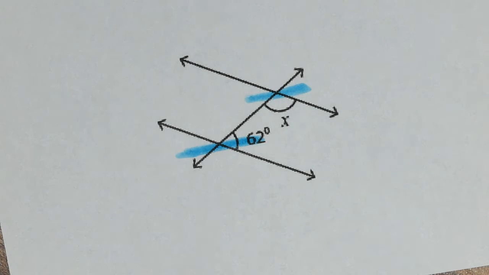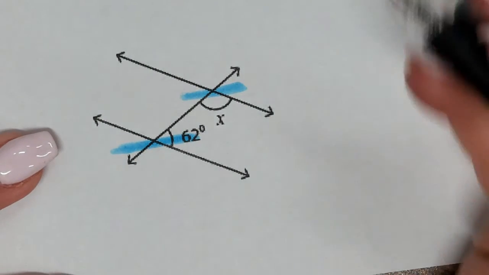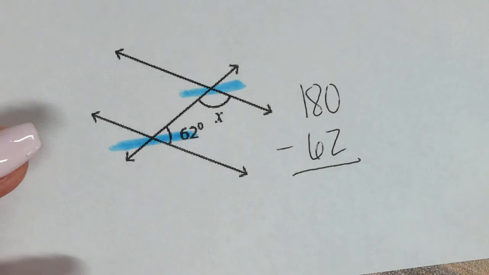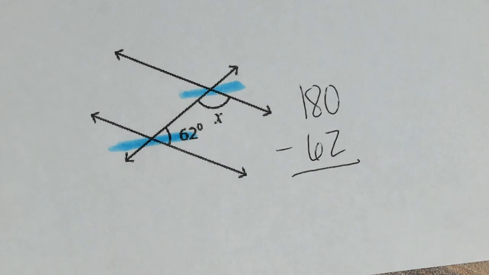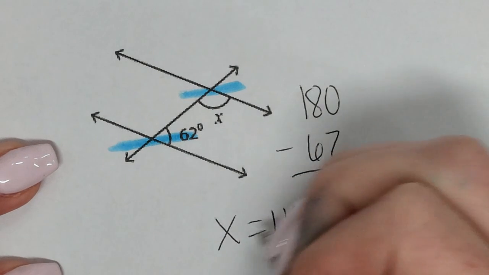I highlighted my acute angles blue. Is x highlighted blue like 62? So will x equal 62? No. How will I figure out what the value of x is? I will do 180 minus 62. Don't do 62 minus 180. You'll get a negative angle, and those don't exist. So x is 118.